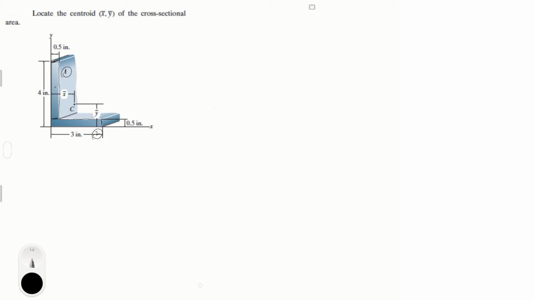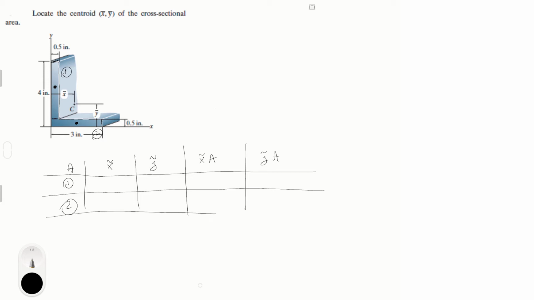So you know that each rectangle has a centroid right in the center of each rectangle. And our table looks like this. The area, x curly, y curly, x curly times the area, and y curly times the area. And there's two parts, which is 1 and 2. And this is our table. So, let's find the areas.